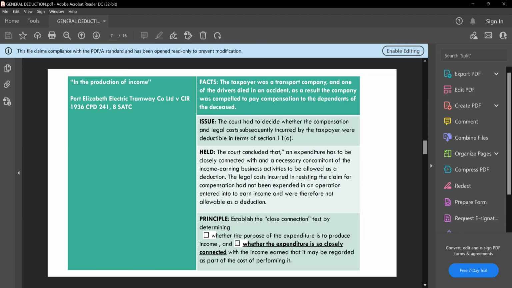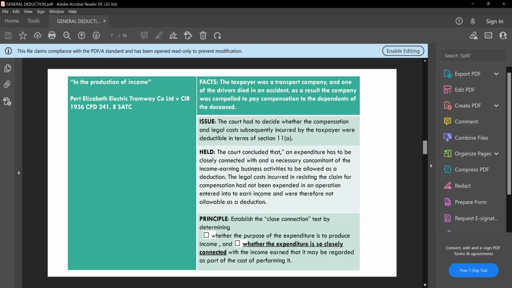The next element of the general deduction formula is that these expenditures and losses that are actually incurred have to be in the production of income. Now, I'm going to make reference to the PE Electric Tramway Co. Limited versus CIR. This was in 1936, but this case is still very relevant to date. What happened was the taxpayer was a transport company, and one of the drivers unfortunately died in an accident. As a result, the company was compelled to pay compensation to the dependents of the deceased.